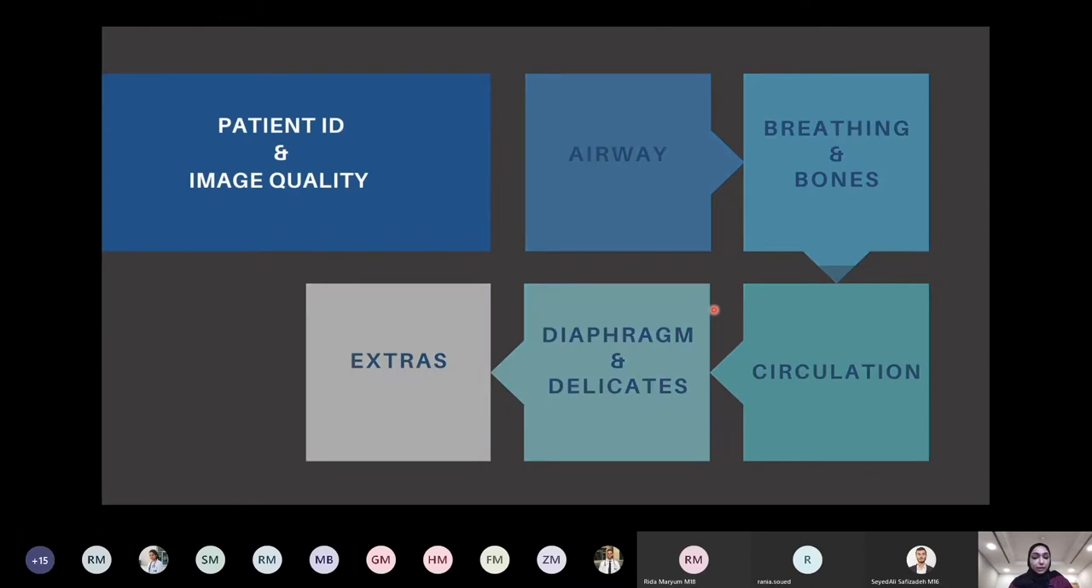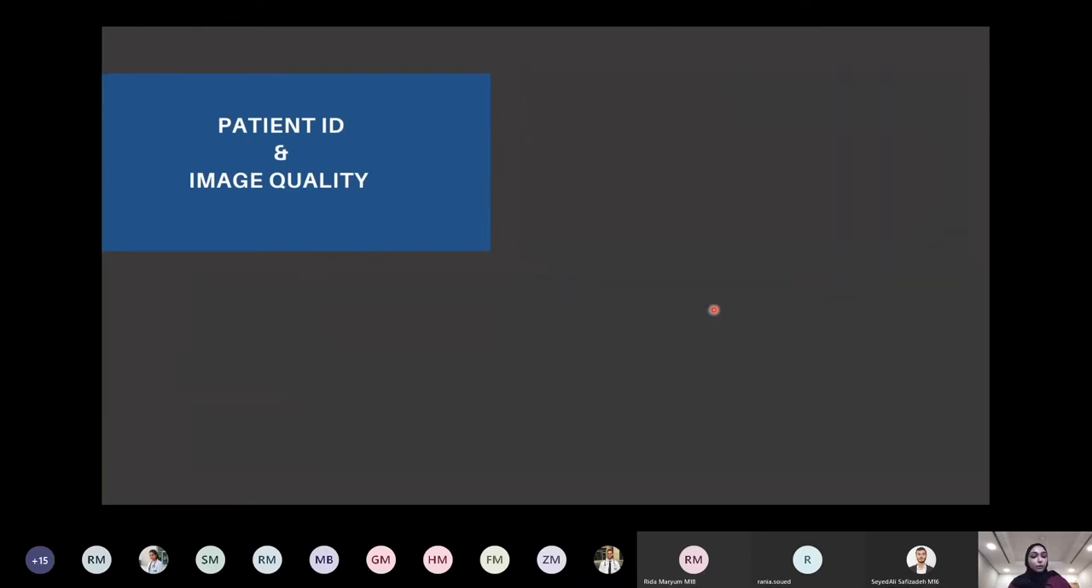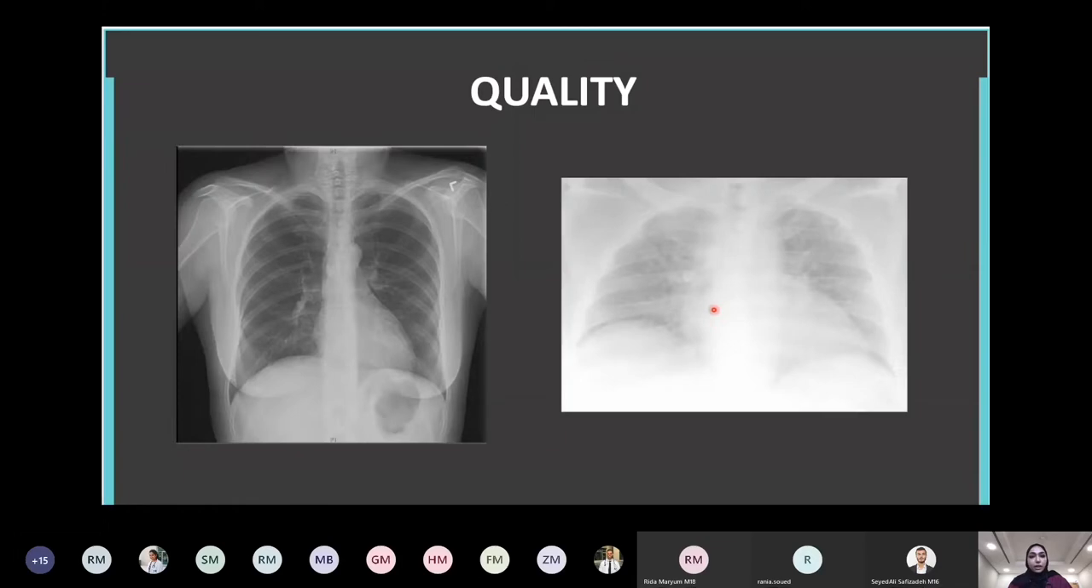So we'll start with patient ID and image quality. We already know who our patient is. She's a 40-year-old female. Her name is Jane. And we'll start off with quality. In quality, there are some things that you need to focus on. You need to know whether the chest x-ray that you've ordered has good quality. Aside from the obvious things that you can look at, this looks a little bit poor quality compared to this one. This is from the bigger picture, but if you need to go into detail, you need to go through the projection, penetration, inspiration, and rotation. Those four things are very important when it comes to assessing quality.